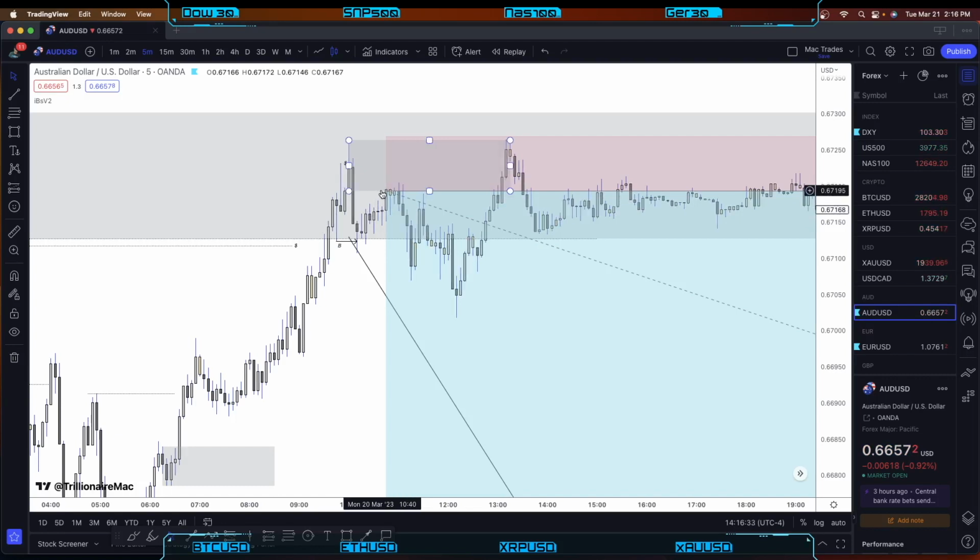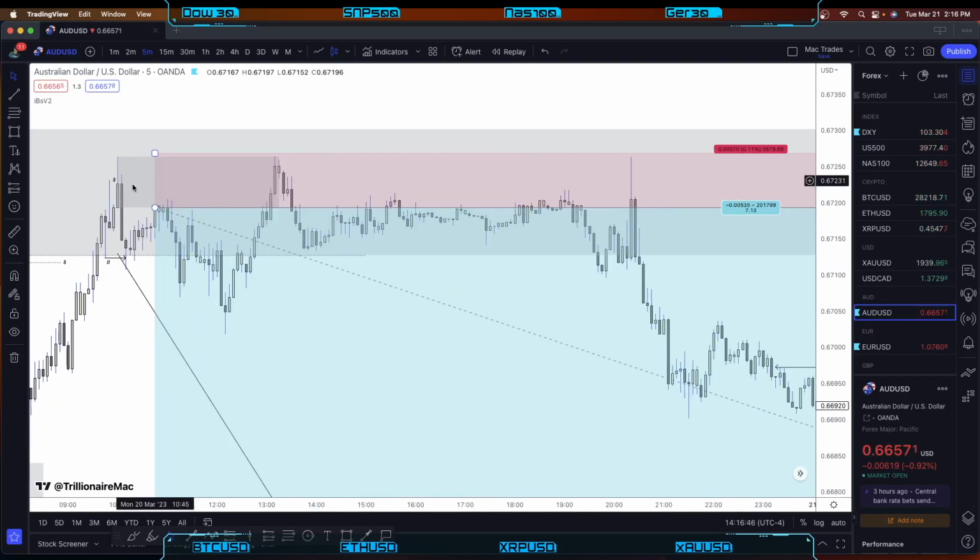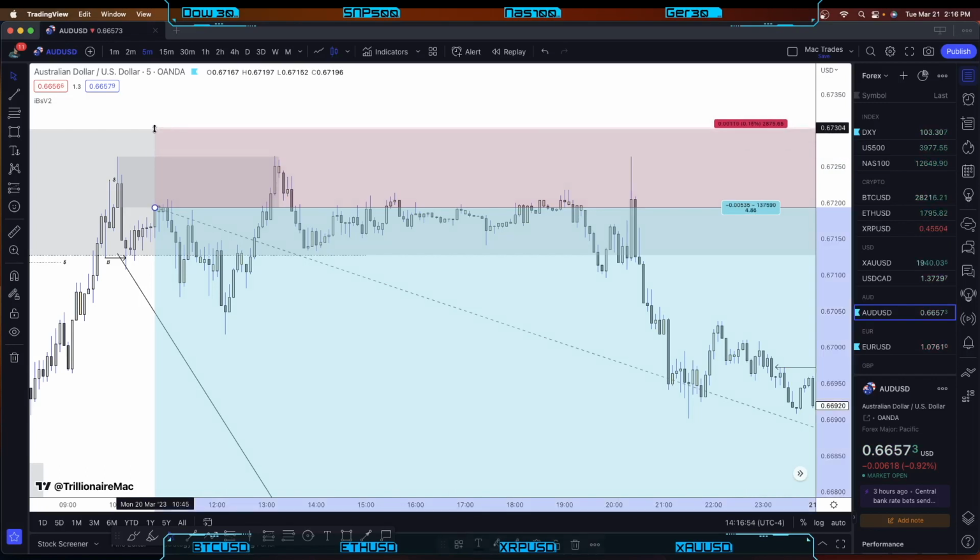Price trades back into our point of interest on the lower time frame and tags us into the market during New York session on Monday at 10:45 a.m. Now in this case here, we risked around 7.5 pips on this trade, and this is the difference between taking a risk entry on the higher time frame and taking a confirmation entry on the lower time frame.